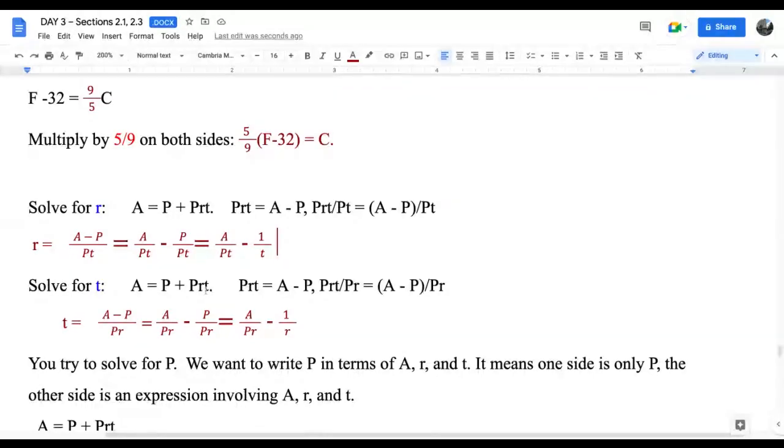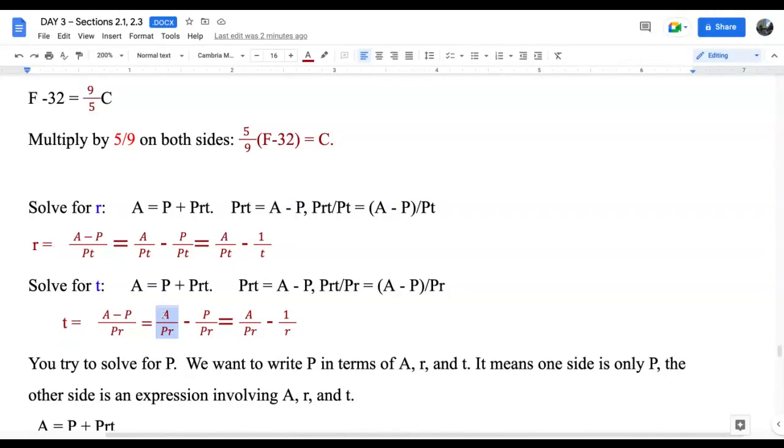Solving for T is the same way. T is with this term, so we move P again. We get PRT equals A minus P. Now we want to solve for T, so we divide by PR. Then T equals A minus P divided by PR.